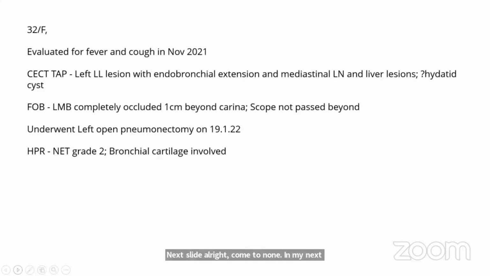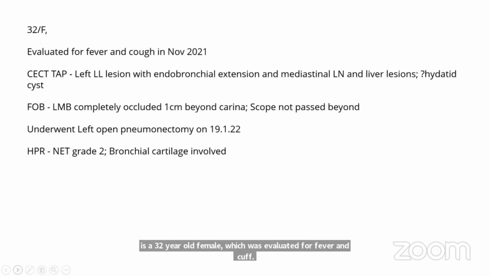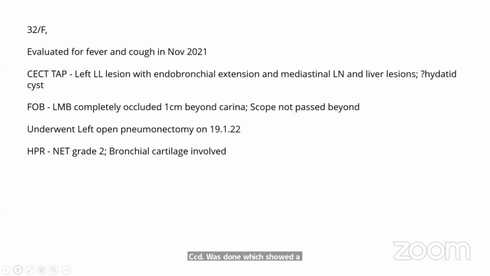Next slide. Now I come to my next case, which is a 32-year-old female who was evaluated for fever and cough. CECT was done, which showed a left lower lobe lesion with endobronchial extension, mediastinal lymph nodes, and liver lesions, which was diagnosed as a hydatid cyst elsewhere. Patient underwent a left open pneumonectomy in January 2022, which showed a NET grade 2.